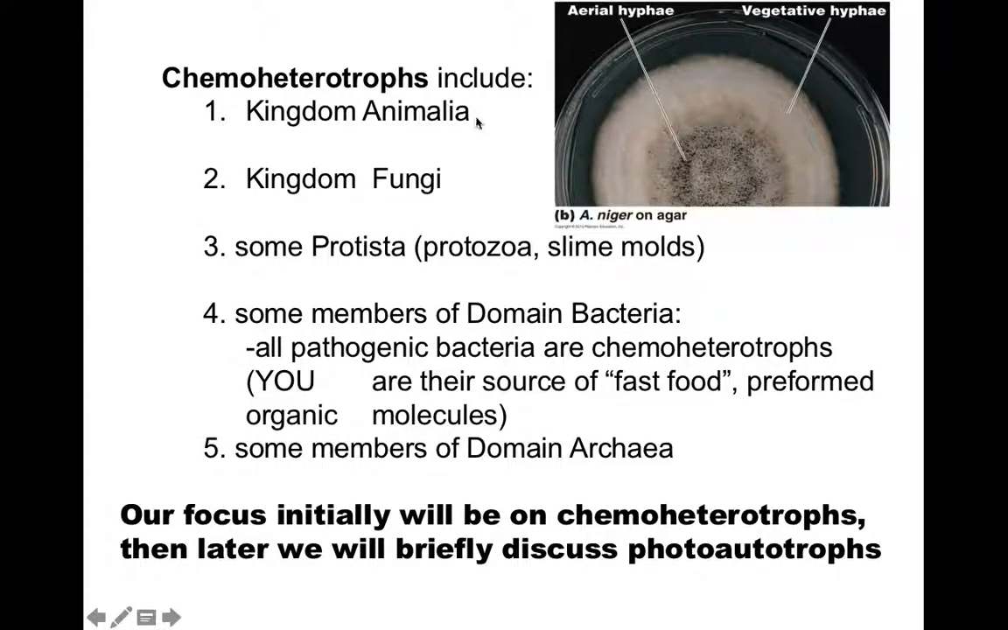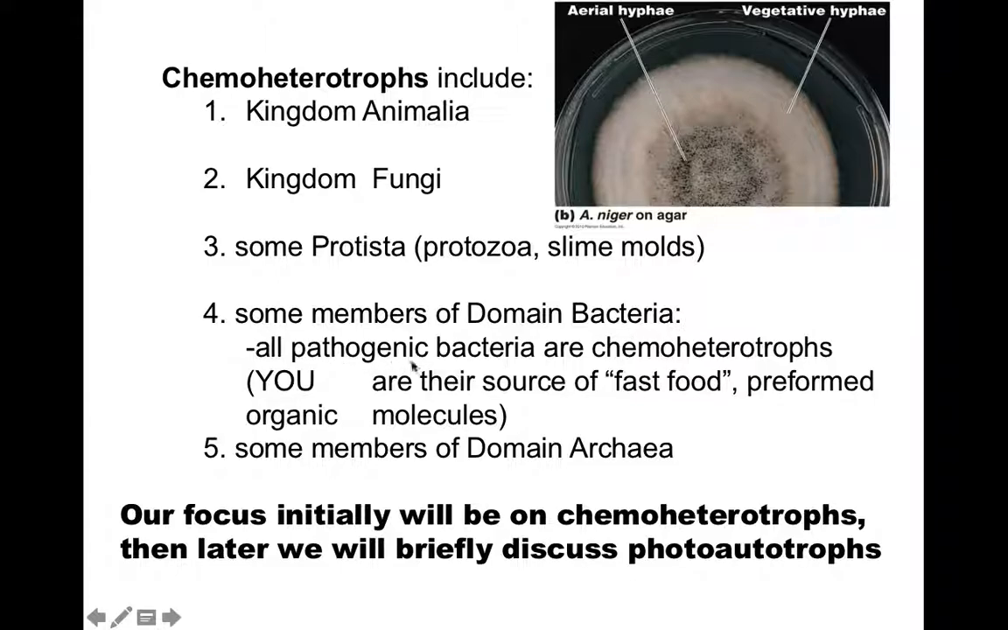Chemoheterotrophs include all members of kingdom Animalia, all members of kingdom Fungi, some of the protists, and again, you guys, this should be little p without the A on the end, just protists. And the protists which are chemoheterotrophs are the animal-like protists, the protozoa, and the fungal-like protists, the slime molds and water molds. And in addition, many members of domain Bacteria are chemoheterotrophs.